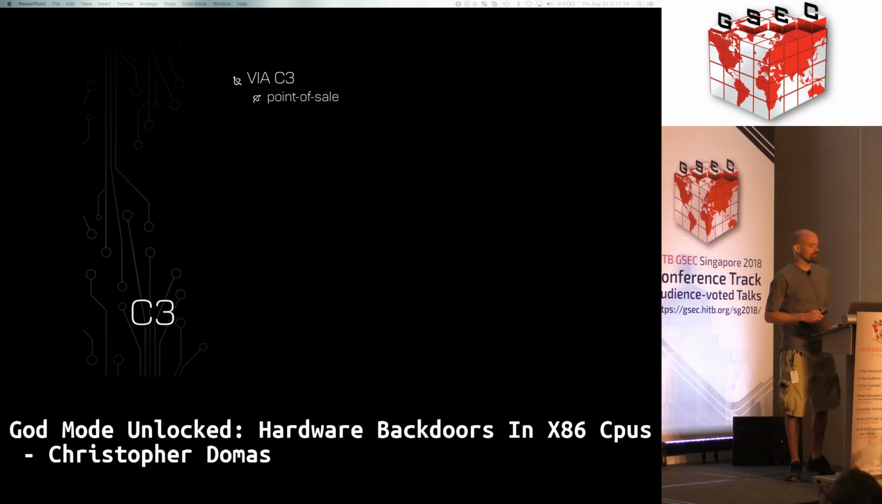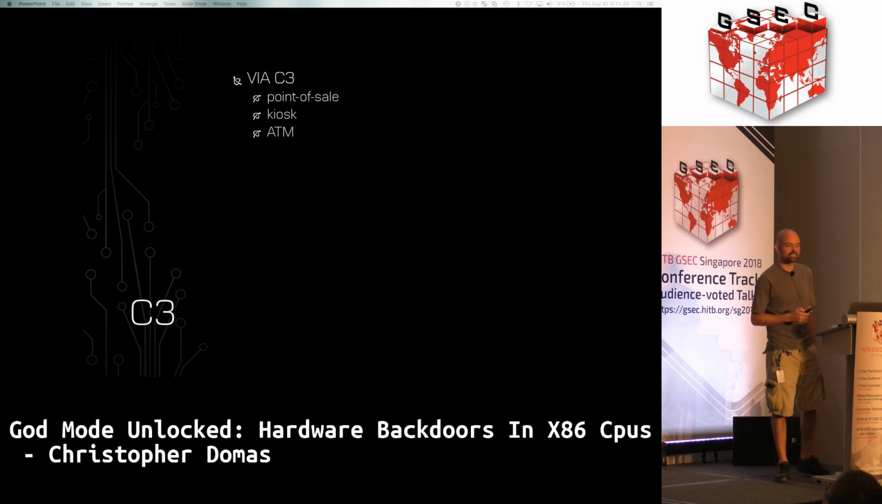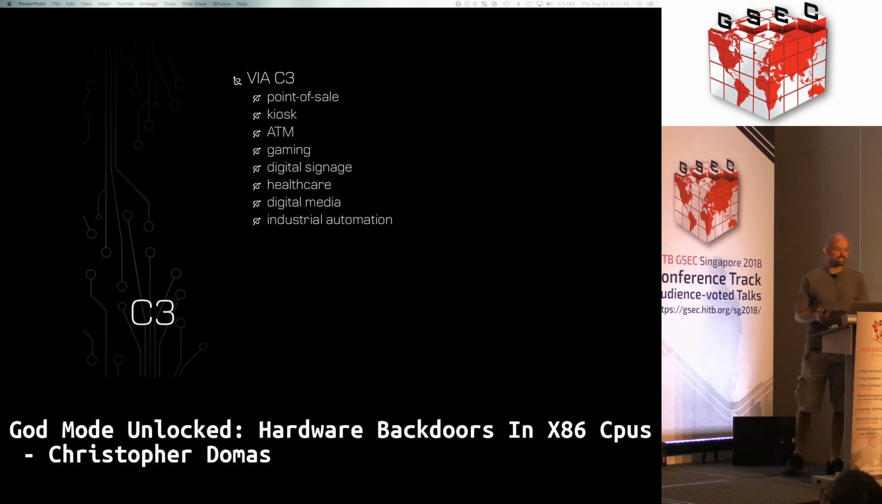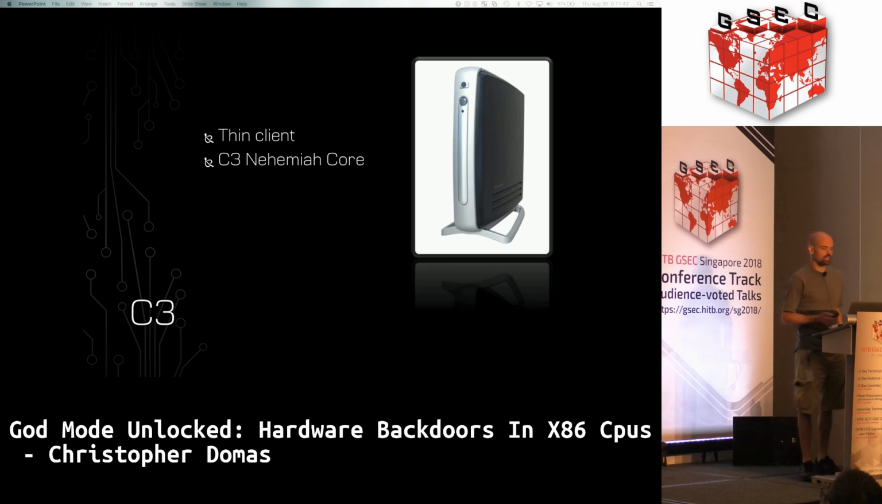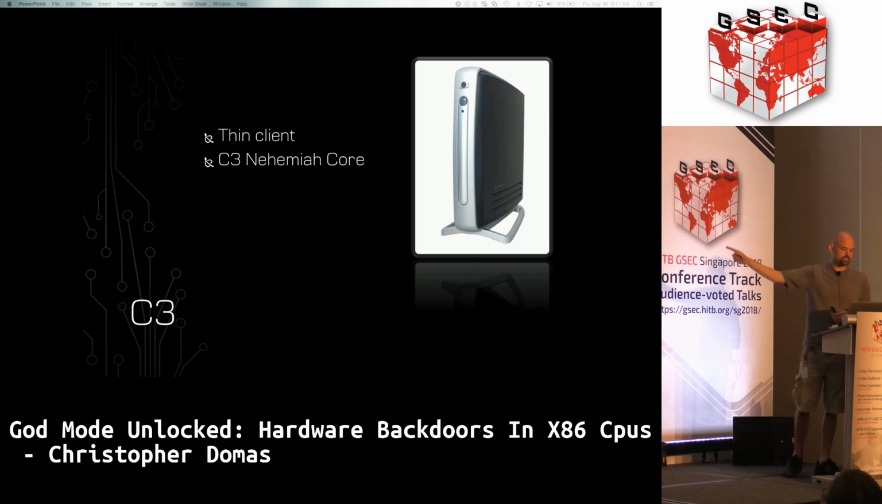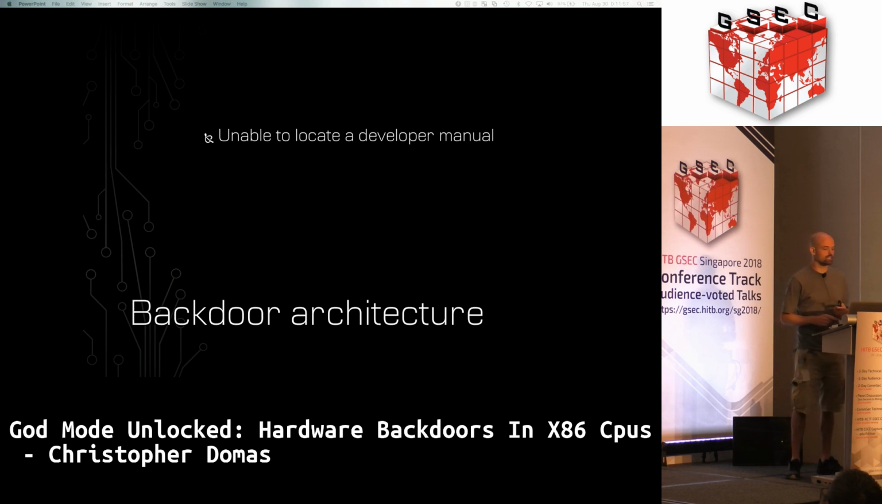And it's used in a lot of interesting applications. It's mostly targeted at the embedded market, so you can find VSC3 x86 processors in point-of-sale systems, kiosks, ATMs, gaming, digital signage, healthcare, digital media, industrial automation. And you can also find these in PCs and laptops, especially low-power PCs and laptops that were coming out at the time. So eventually the system I selected for this research is this little thin client here that's using a VSC3 Nehemiah core processor. So the rest of the stuff I'm going to talk about was all done on this specific system. So for this processor, I wasn't able to find a developer manual.